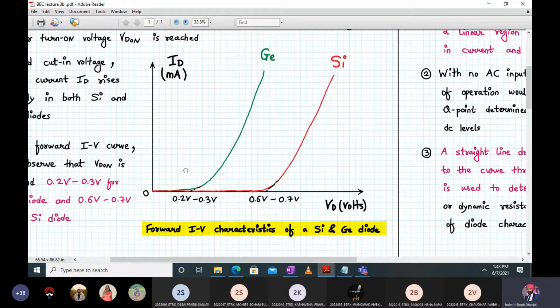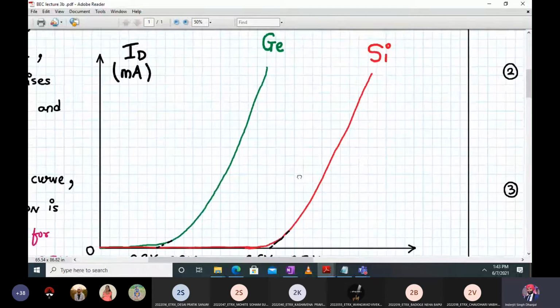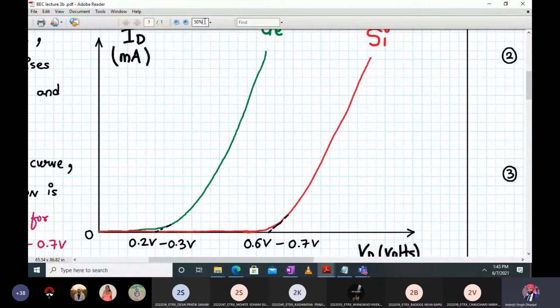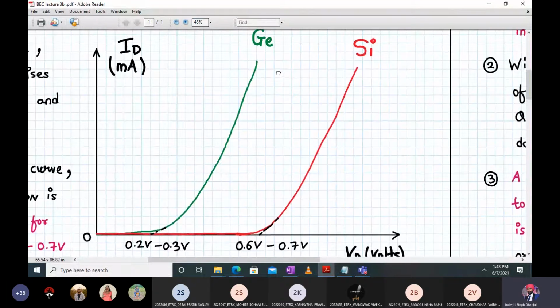So basically, what is cut-in voltage? Until the cut-in voltage is reached, the current is zero in a diode. Let's check for the silicon diode. You see the current is zero over here. The current is zero until the cut-in voltage or turn-on voltage of the diode is reached. Cut-in voltage is called V gamma or turn-on voltage, which is VD on. Beyond the turn-on voltage of the diode, the ID increases rapidly, both in germanium and silicon.